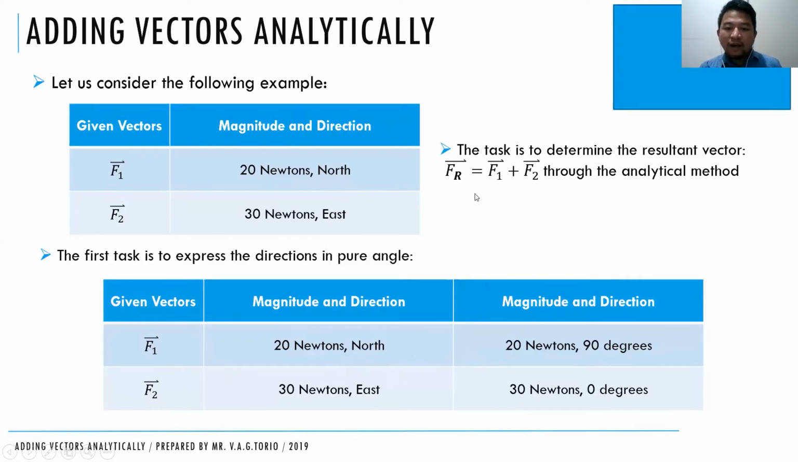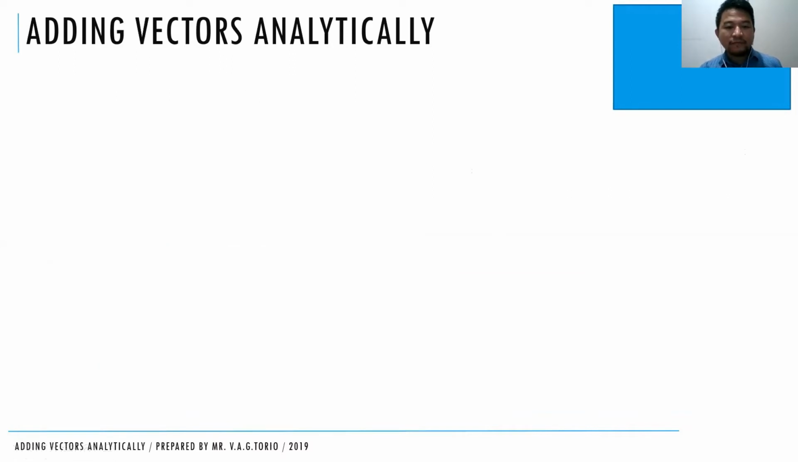Once again, our task is to add the given vectors F sub 1 and F sub 2 and determine the resultant force F sub r. We take note once again that in adding vectors, we need to compute both the magnitude and the direction of the vector. In this case, we can express the direction as either a pure angle or with cardinal directions north, east, south, and west. We have already expressed our given vectors in pure angle, so we can now use our original equations for vector components with cosine and sine.